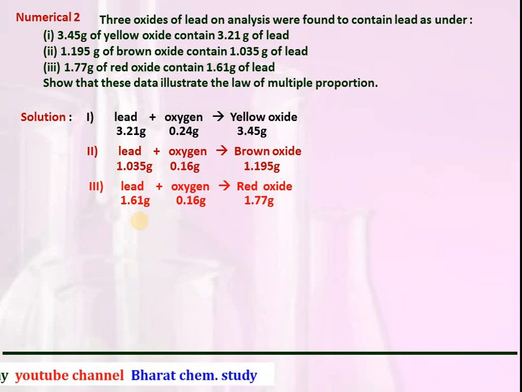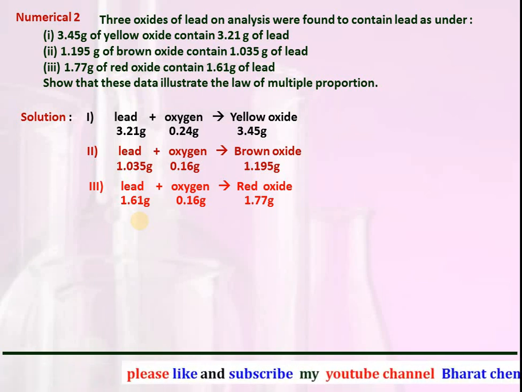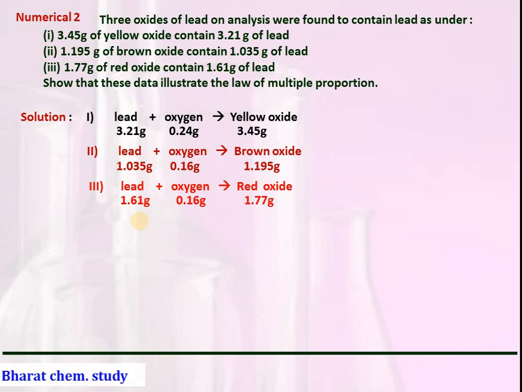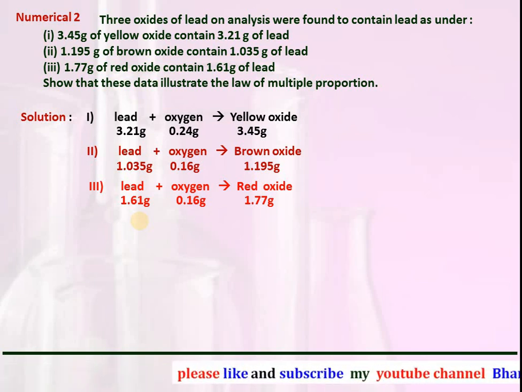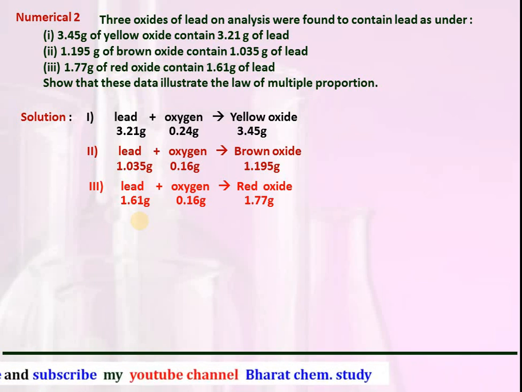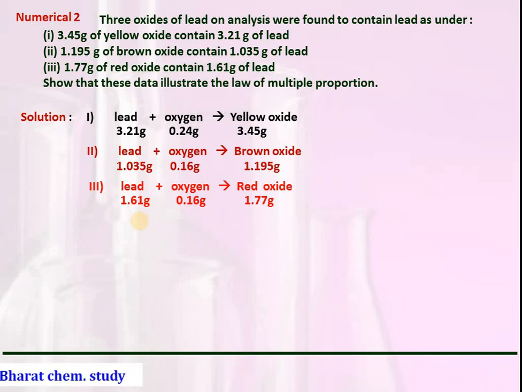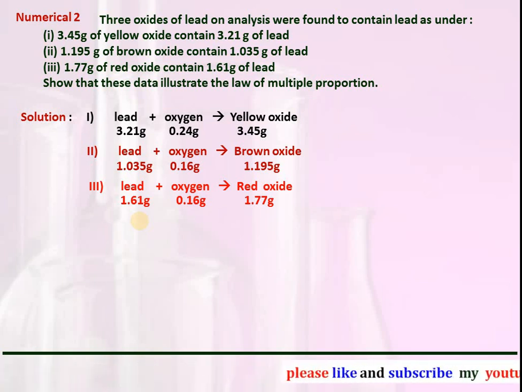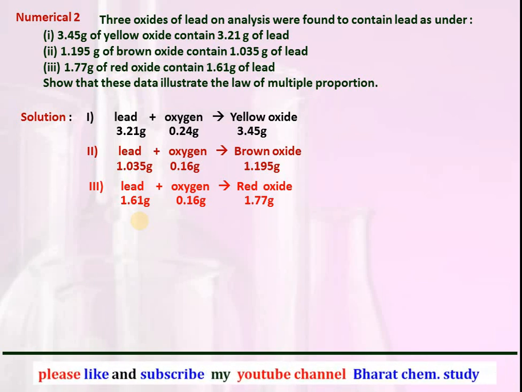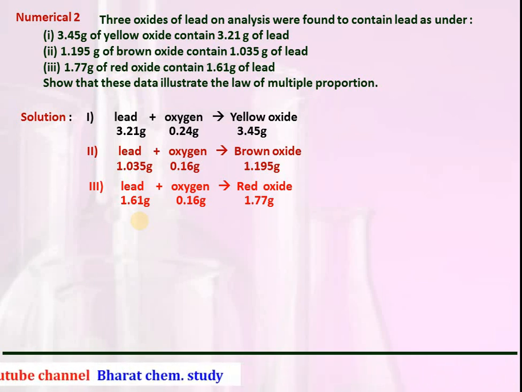So in all these three equations, the reactant lead is common and the second reactant oxygen is common. So to illustrate the law of multiple proportion, we have to fix the mass of either lead in all the equations or oxygen in all the equations, and the remaining weight for the other reactant which is combined with the fixed mass of the first reactant, their ratio has to be taken.